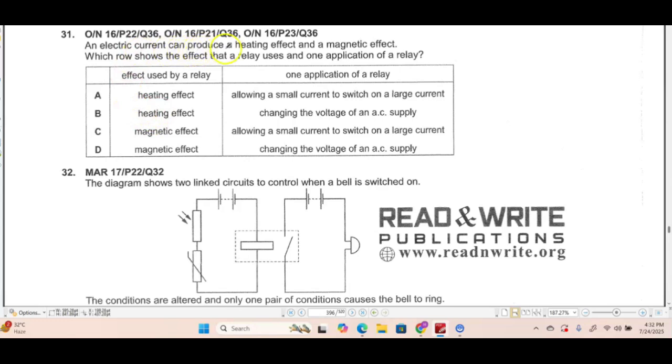An electric current can produce a heating effect and a magnetic effect as well. Okay, which shows the effect that a relay uses and one application of the relay. Okay, relay uses a magnetic effect and it does not use a heating effect. So these two options will be eliminated. So option C is magnetic effect, and one application of the relay is to allow a small current to switch on a larger current. Yes, this is correct. So C is going to be our correct option. Okay, moving on to question number 32.